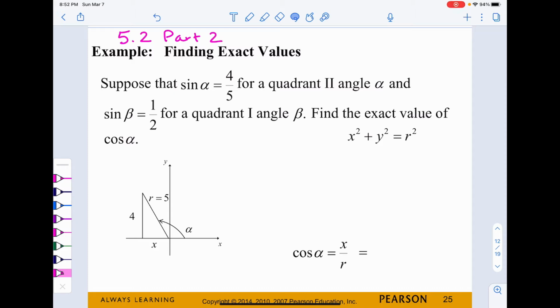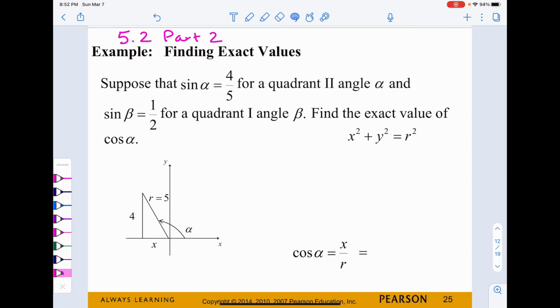So the first thing it wants us to do is to find the exact value of cosine of alpha. Before we can find the cosine of alpha, we need to take the information of sine of alpha of 4/5 and find the missing piece in our triangle. The drawing that they gave us down below shows that if sine of alpha is 4/5, we have our opposite over our hypotenuse, a y value of 4 and a radius of 5.